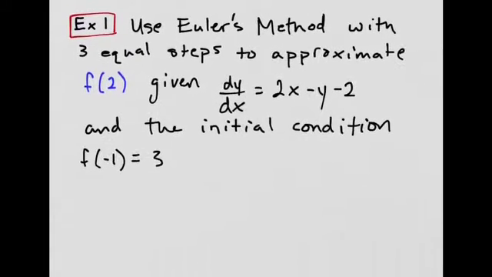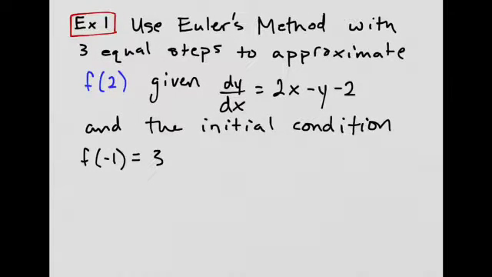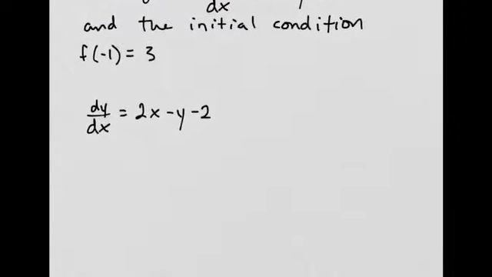Use Euler's method with 3 equal steps to approximate f of 2, so that's what we're looking for, f of 2, given that dy/dx equals that, and the initial condition is that. Okay, let's unpack this, because there's a lot going on. First, we have a differential equation. And we have an initial condition.